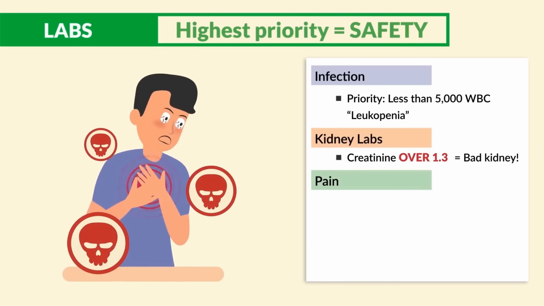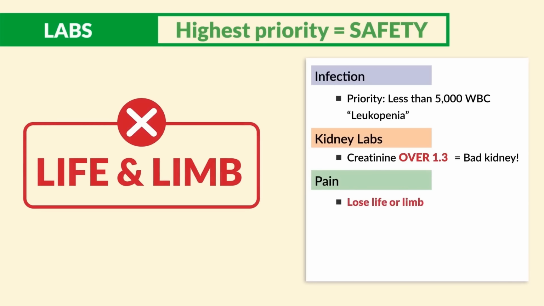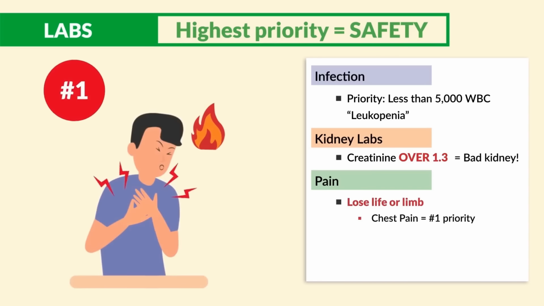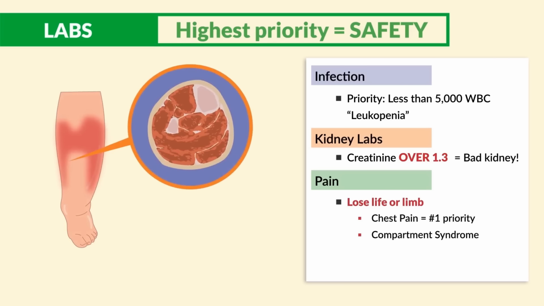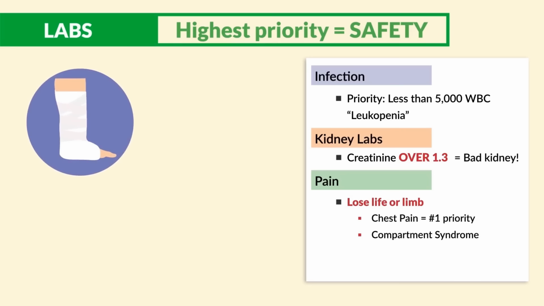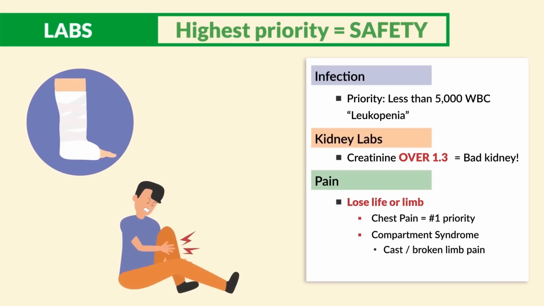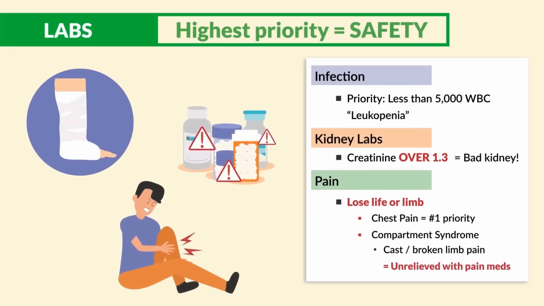So ask yourself, will the patient lose life or limb? So chest pain is number 1 priority. And number 2 is the loss of limb when we're talking about pain. So compartment syndrome. If the question states that the client just had a cast placed or if the limb is broken. And key terms here, unrelieved with pain meds like morphine or hydromorphone. The key term is unrelieved pain. The client may lose their limb due to compartment syndrome.